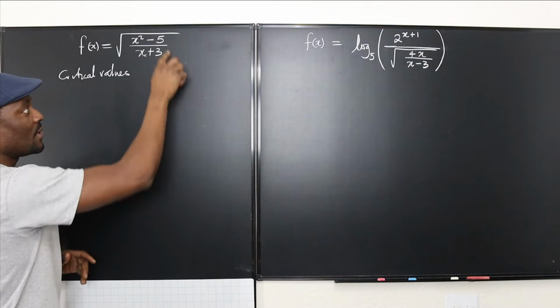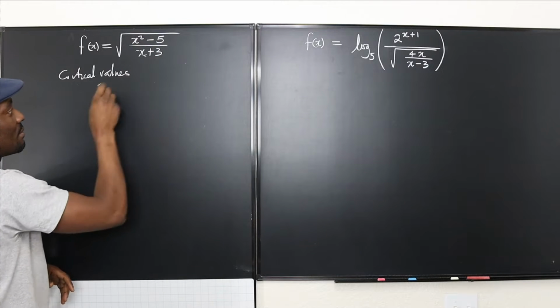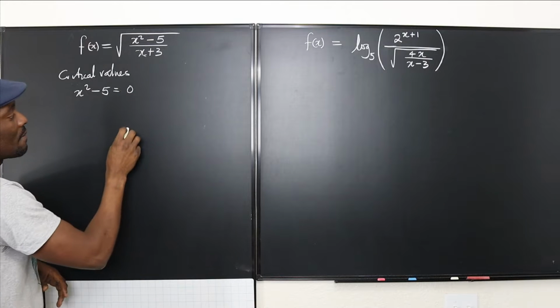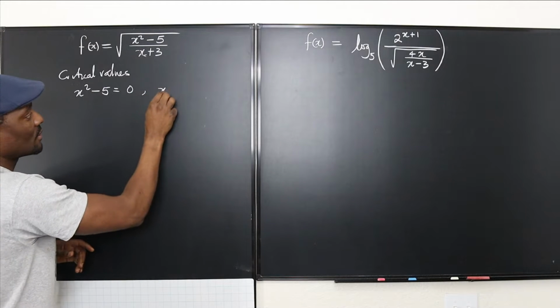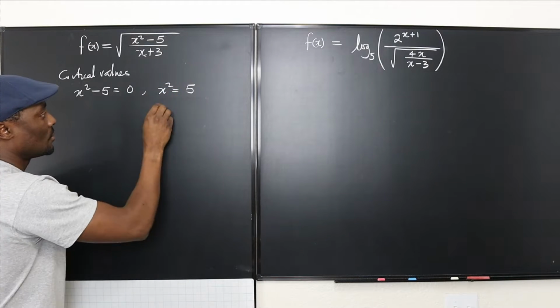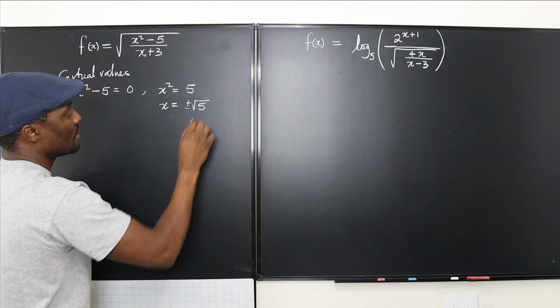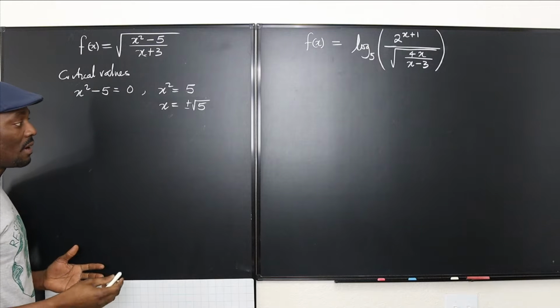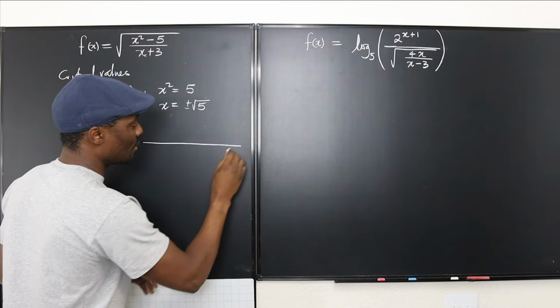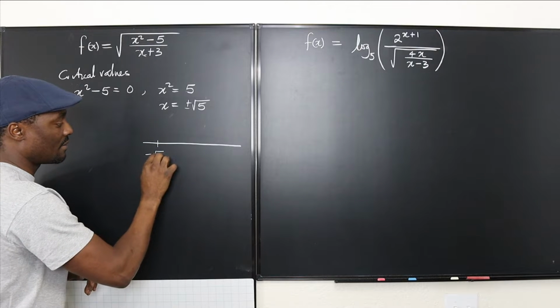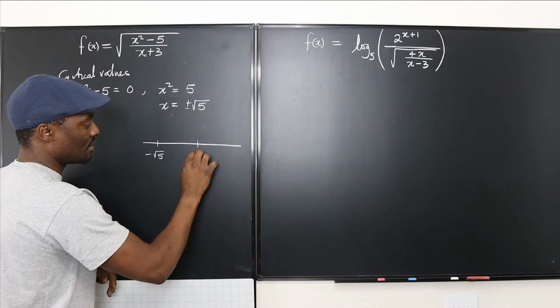So to get our critical values, the first critical value is when this expression is equal to zero, and that happens when the numerator x squared minus 5 is equal to zero. That tells us that x squared is equal to 5, so x is going to be equal to plus or minus the square root of 5. Let's do our line test. I have here negative square root of 5, and then a positive square root of 5.